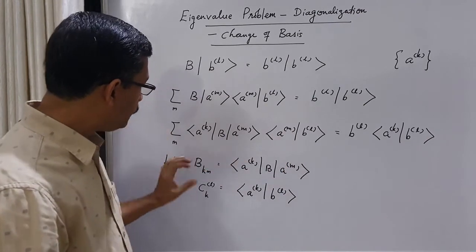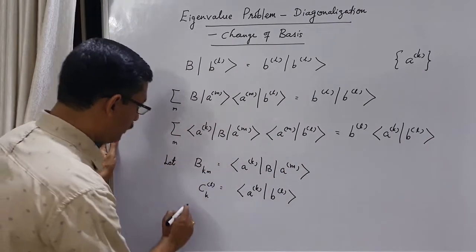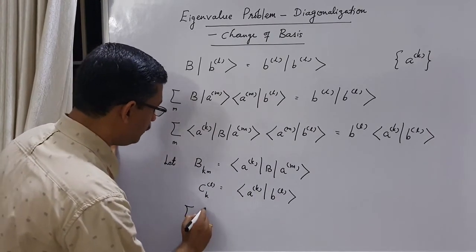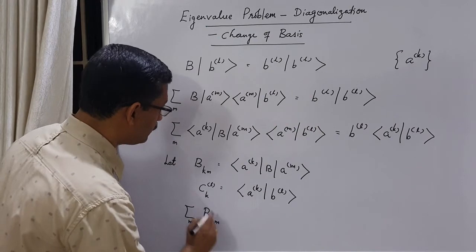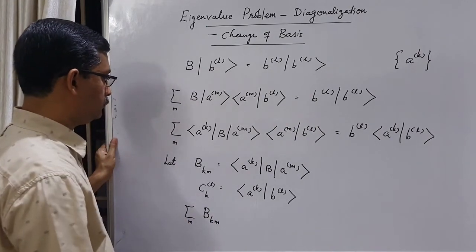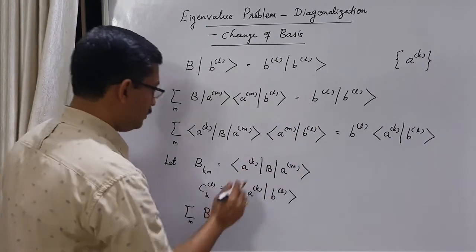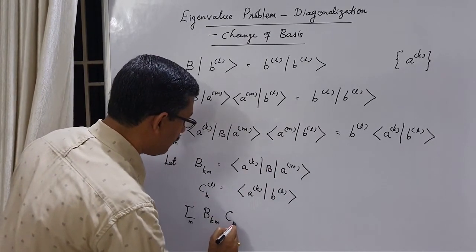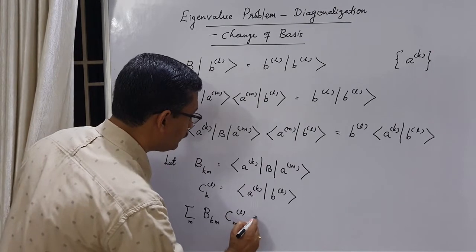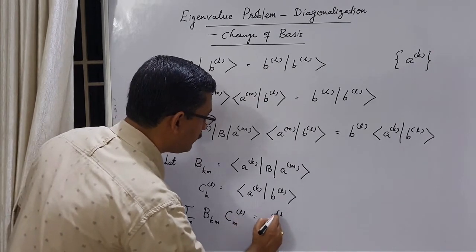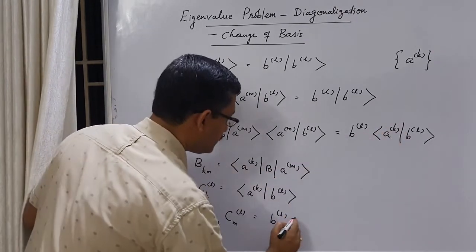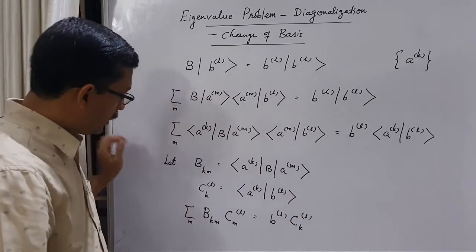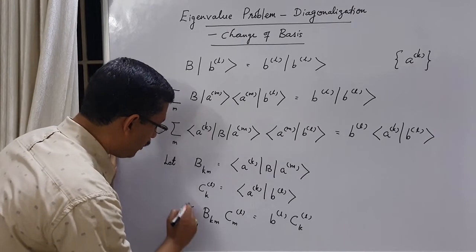Okay. Now, if we use this notation here, what we get is the sum over M of B_KM times C_M^L equal to B^L times C_K^L. And this summation is from 1 to capital N.